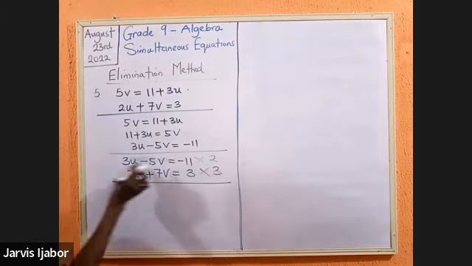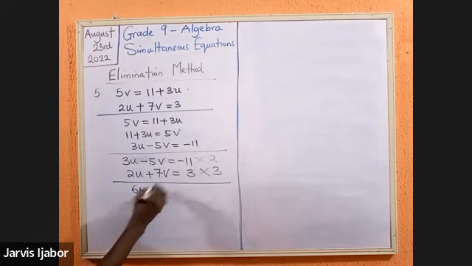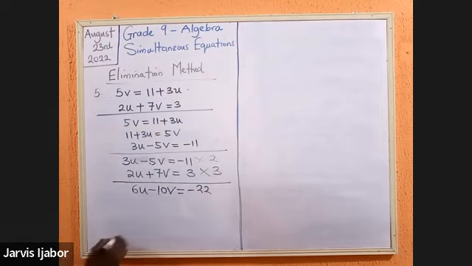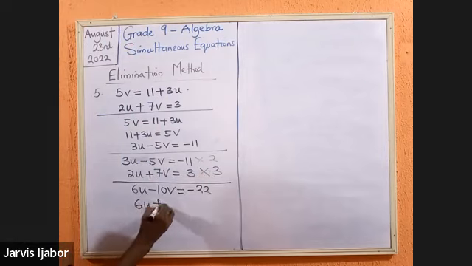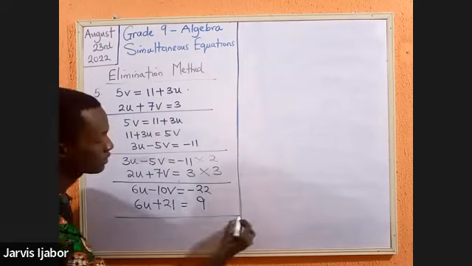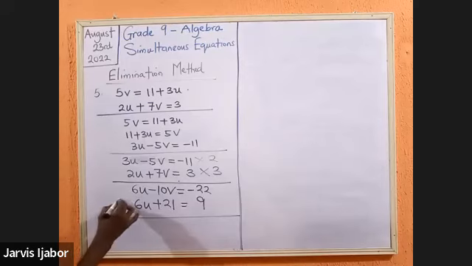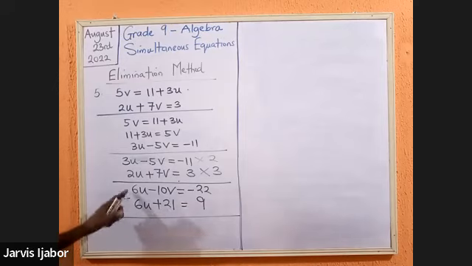These two will multiply everything here. So I'm going to get 6u minus 10v minus 22, 6u plus 21 equal to 9. So how would you eliminate now? I'm going to eliminate these two by subtraction. So I'll put a minus sign there because they are both positives, so I can eliminate them.